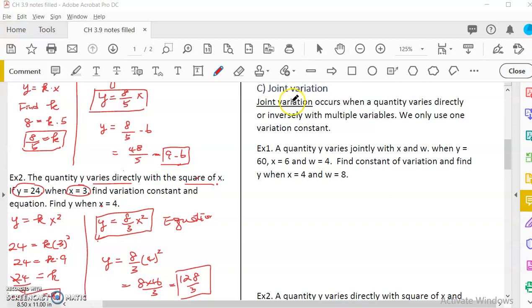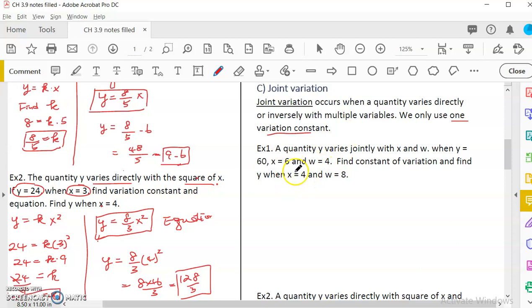So what is joint variation? Joint variation occurs when quantities vary directly or inversely with multiple variables. The sentence will describe a quantity that varies inversely with one thing and directly with something else. Usually they use the word jointly for direct variation and inversely for inverse variation. Although the quantity varies with multiple variables, we use one variation constant.